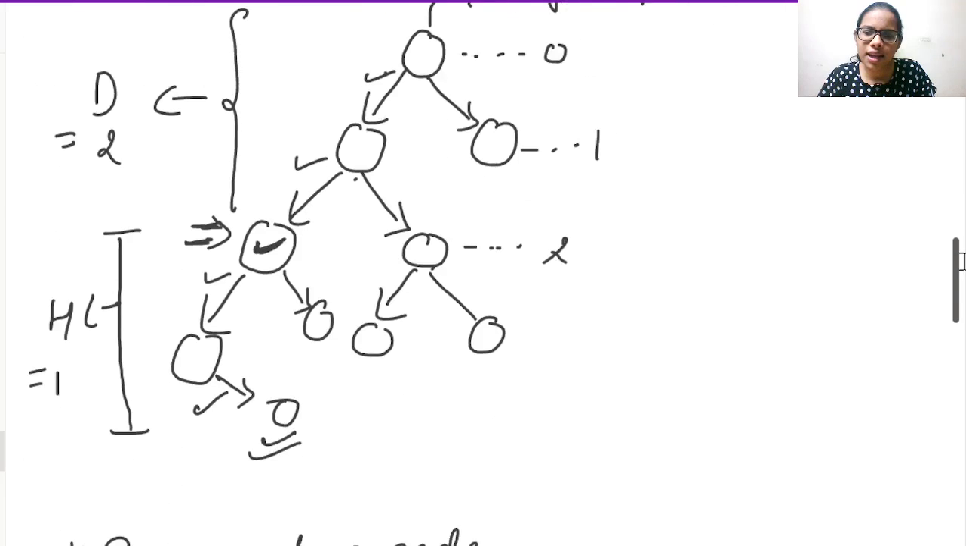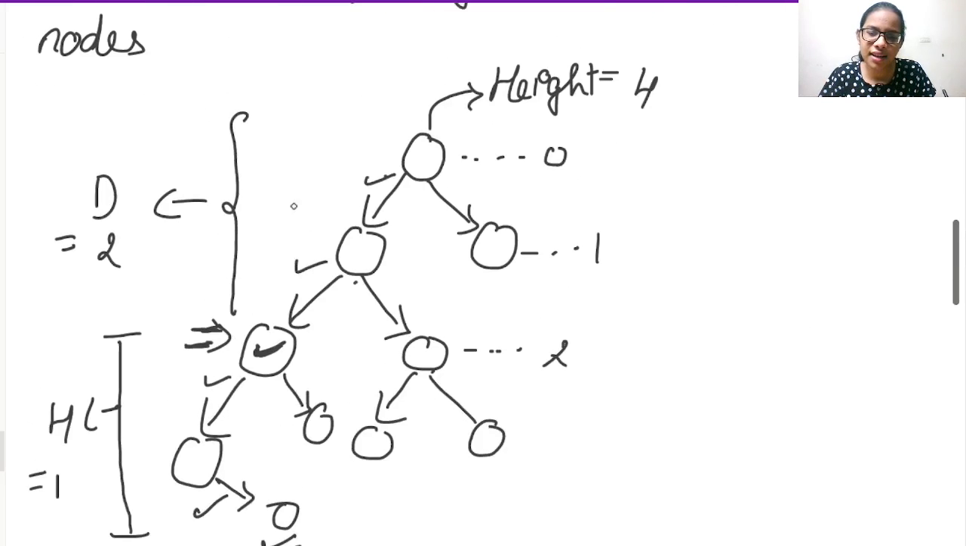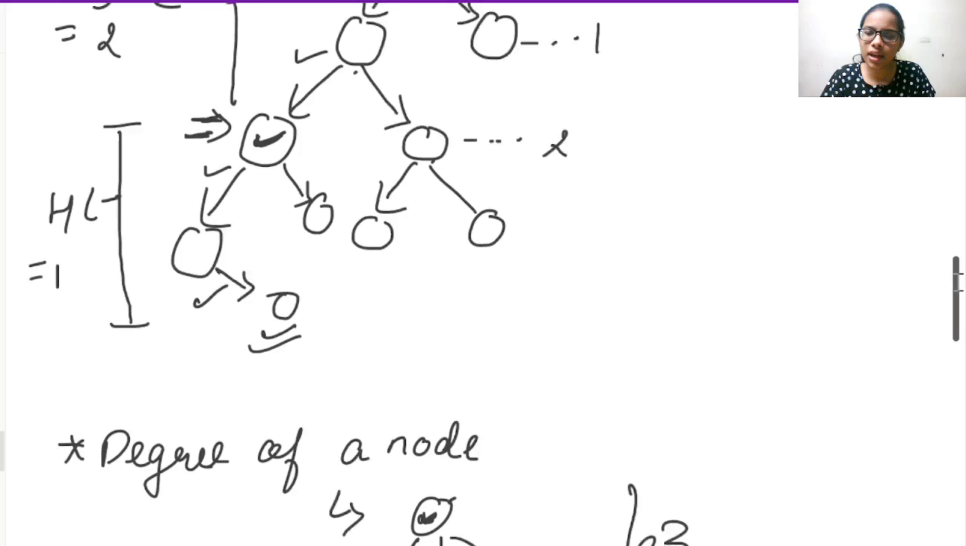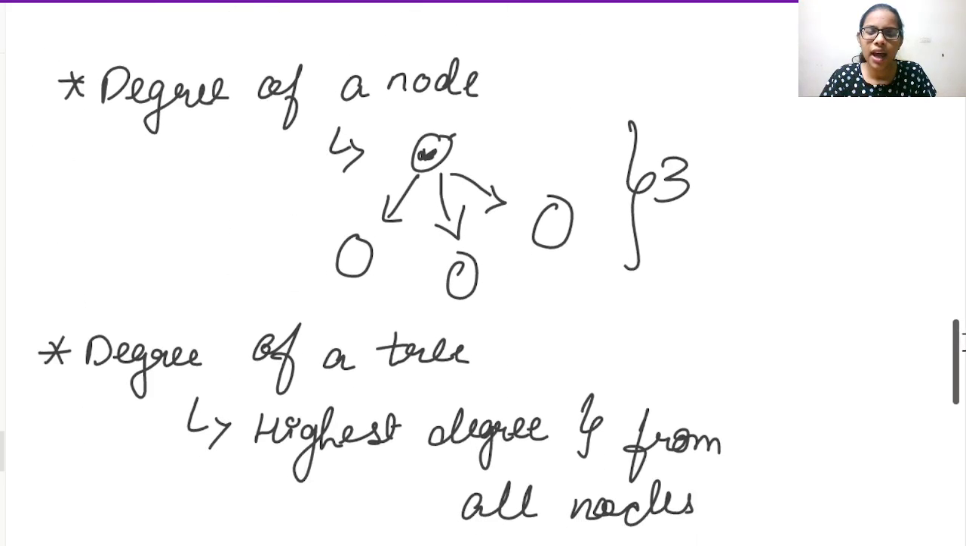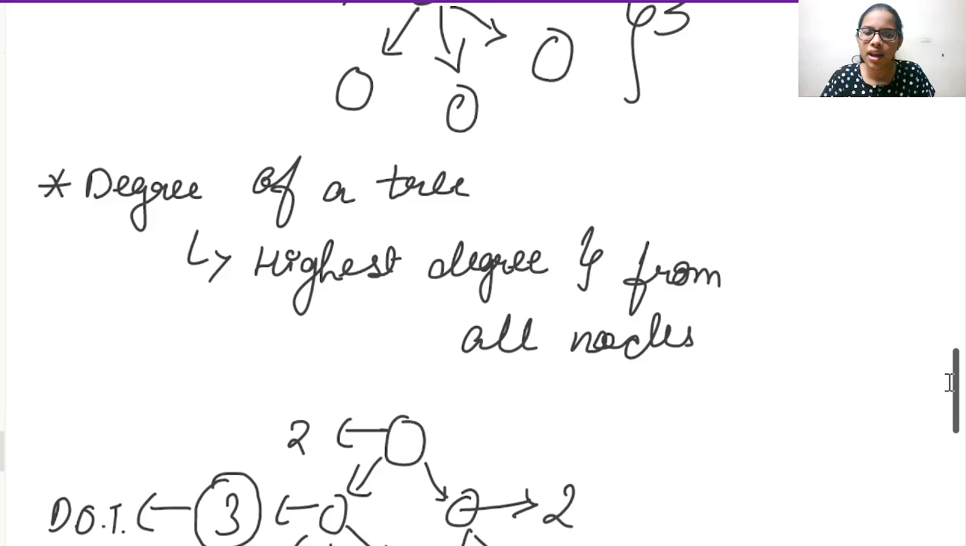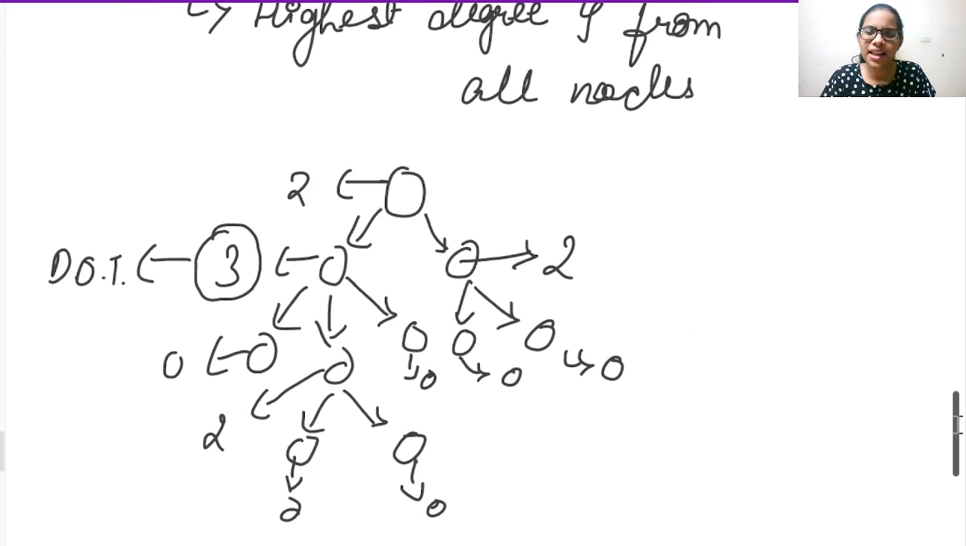So over here we have seen a tree where the depth is equal to 2 and height is equal to 1. And now what is degree of node? Degree of node is the number of children of a node, and degree of tree is the highest of all degrees of nodes. So this was about trees, an introduction to trees.